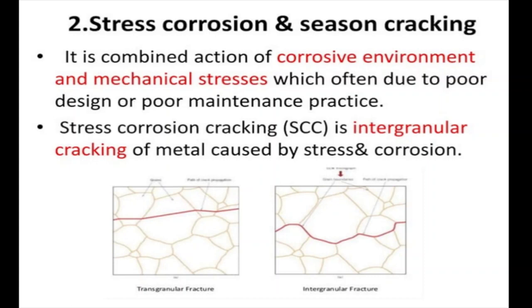So if we theoretically want to discuss it, we know that it is a combined action of corrosive environment and mechanical stress. So it becomes a very high energized region, or its energy level is relatively higher than that of the surroundings, which often happens due to poor design or poor maintenance practice. Okay. And secondly, stress corrosion cracking or SCC is intergranular cracking of metal caused by stress and corrosion.